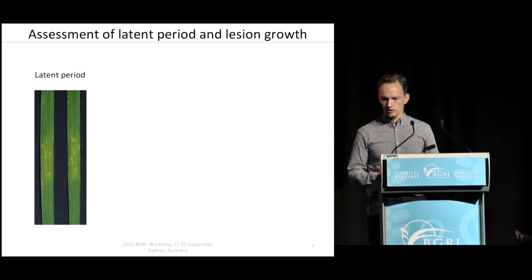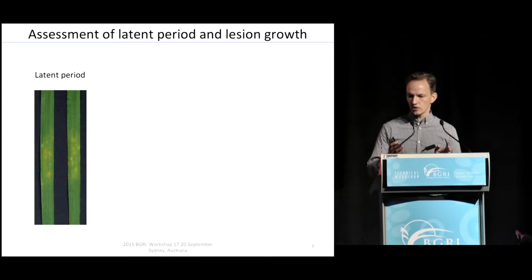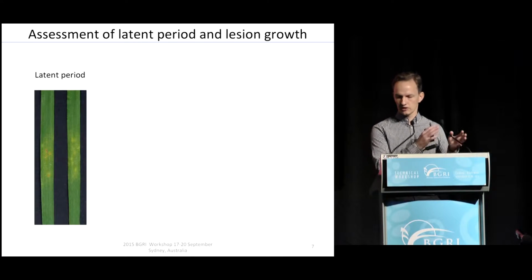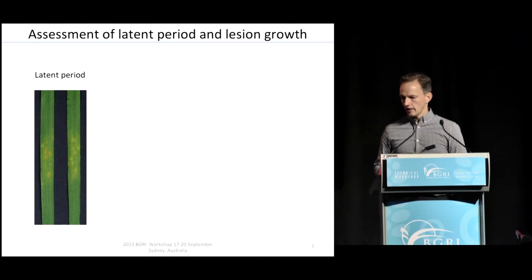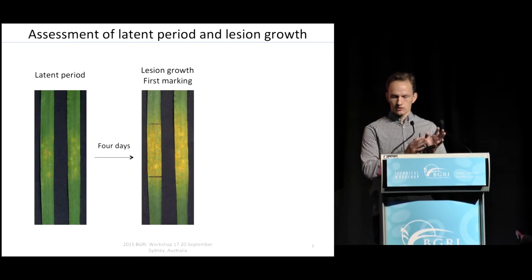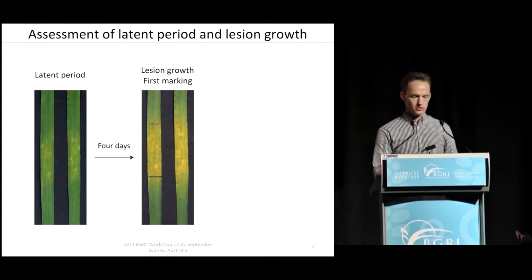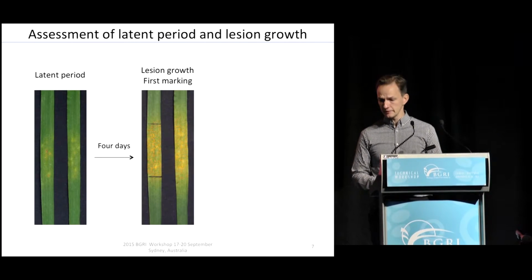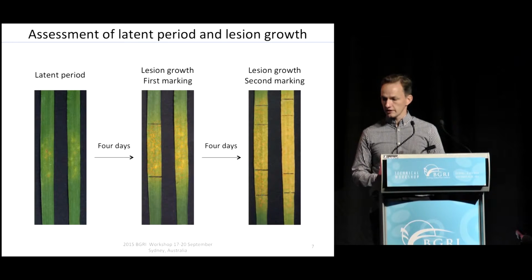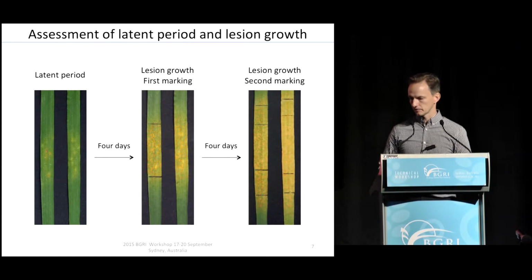For latent period, it was considered as the time from when we did the inoculation until we saw the first open pustules on the leaf. And then 4 days after seeing the first open pustules, we marked the edges of the lesion with a felt pen. Then again, 4 days later, we marked the lesion edges again, and the difference between the two markings was considered as the lesion growth.